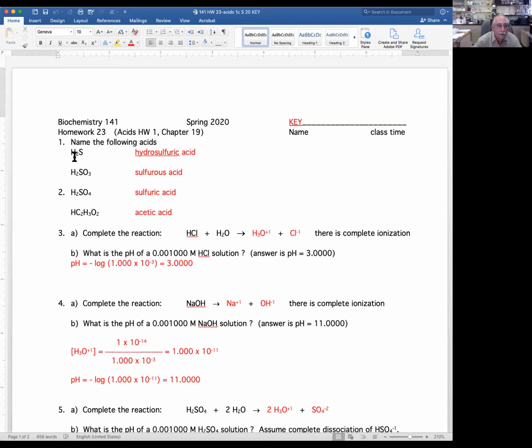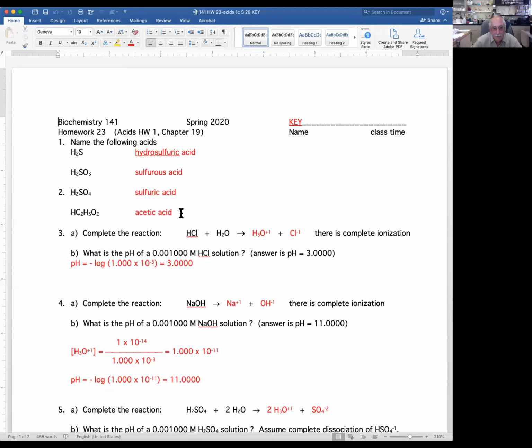Okay. So here's a non-oxy acid, right? So we name it like hydrochloric acid. Here's an oxy acid. So to name that, we have to know the name of the polyatomic ion. So that's sulfite. So if it ends in an ITE, then it ends in an OUS acid. Sulfate ends in an ic acid. Okay? And that's just acetic acid.